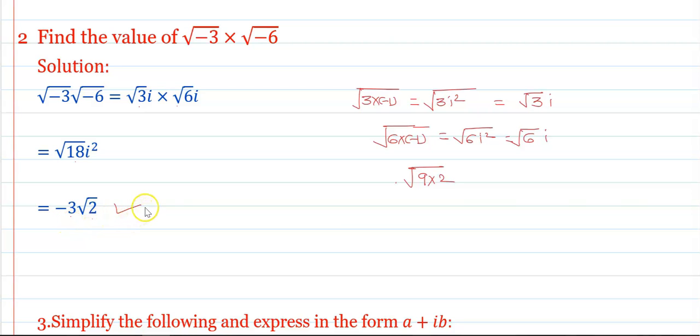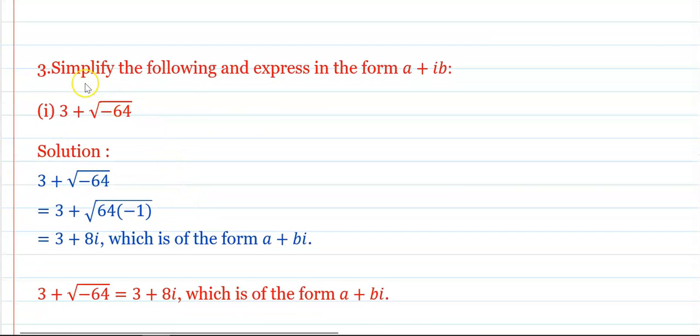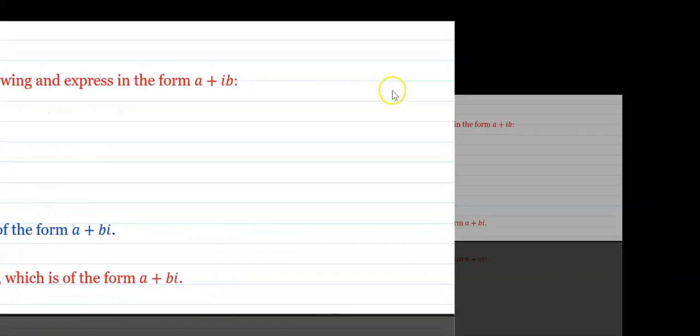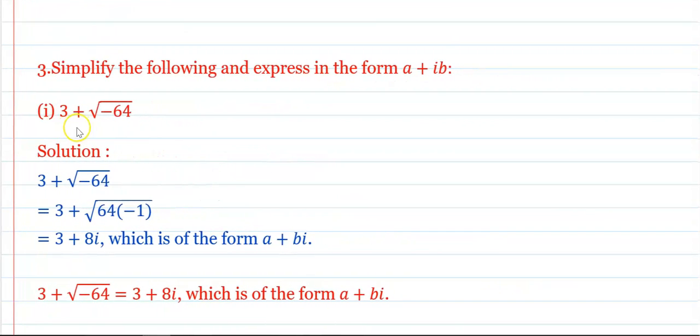This is the answer. Next question, question number 3. Simplify the following expression in the form a plus ib. 3 plus root of minus 64. 3 plus root of minus 64 means what? 3 plus root of 64 into minus 1. Now again this minus 1 means what?